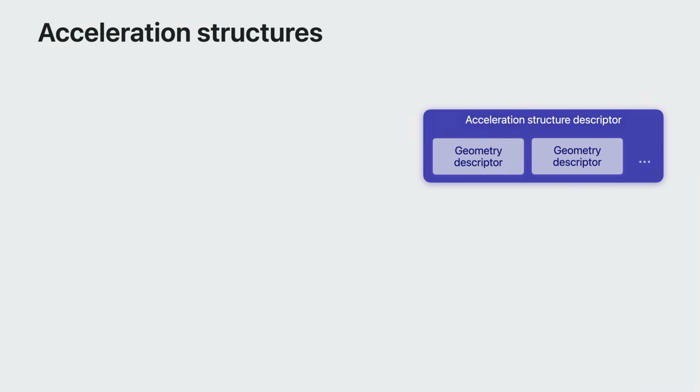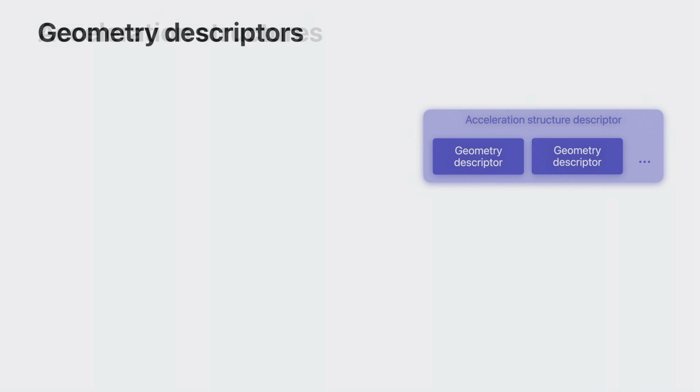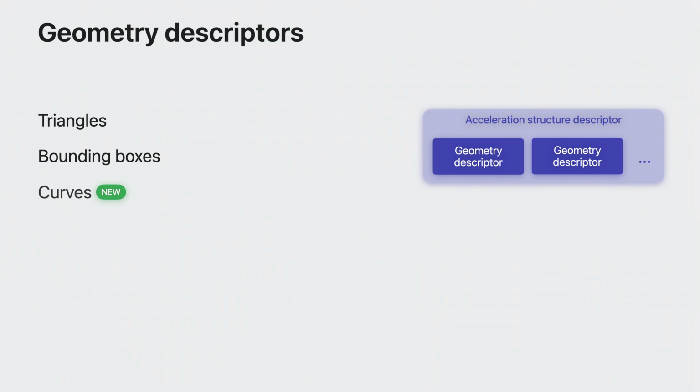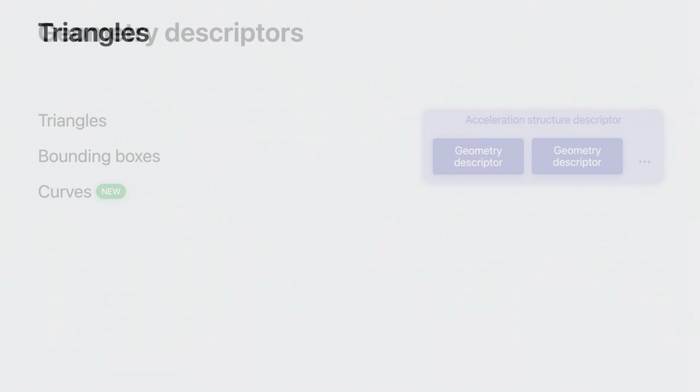An acceleration structure descriptor contains one or more geometry descriptors. There are 3 types of geometry descriptors available in Metal. Triangles are the primitives we all know and love, used to model almost everything in computer graphics. Bounding box primitives are entirely defined by your custom intersection function that Metal will call when a ray hits an enclosing bounding box. And new this year, curves. These are great for rendering hair and fur.